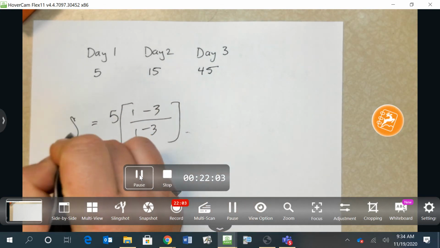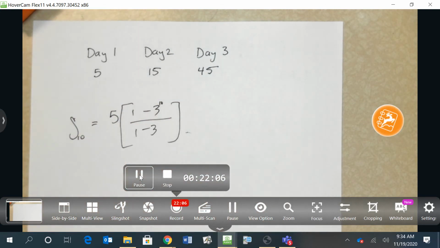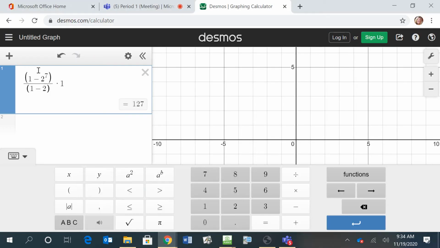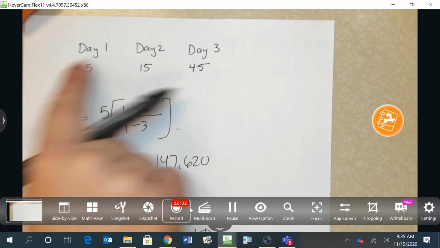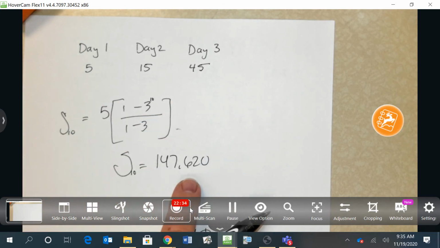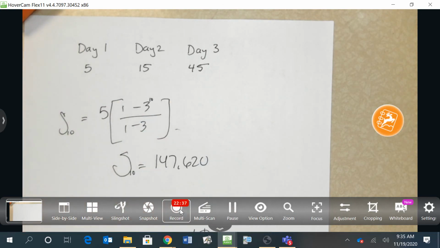And I want to know the first 10. If I add up the first 10, so I'm going to plug this into Desmos. Oh my goodness. If this were true, this would mean that Jerry, after a total of 10 days, would have completed 147,620 sit-ups. Crazy.